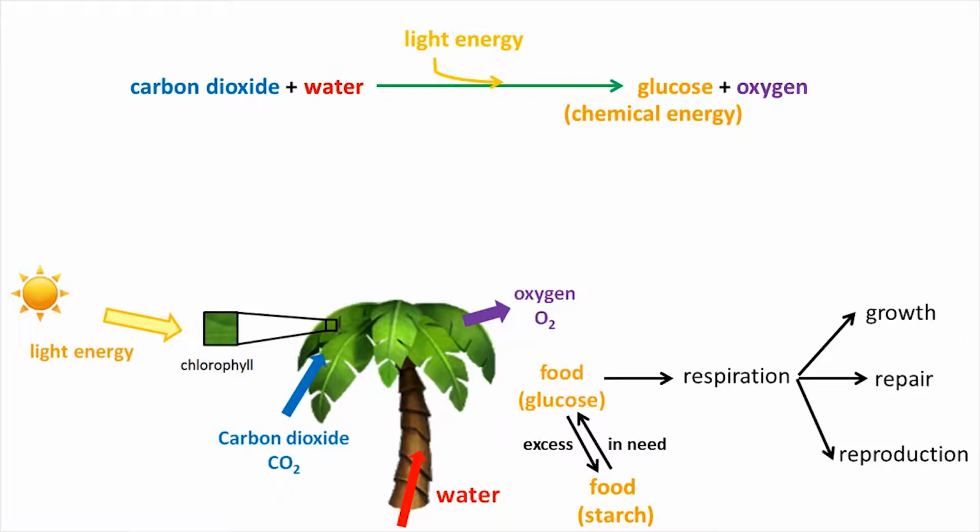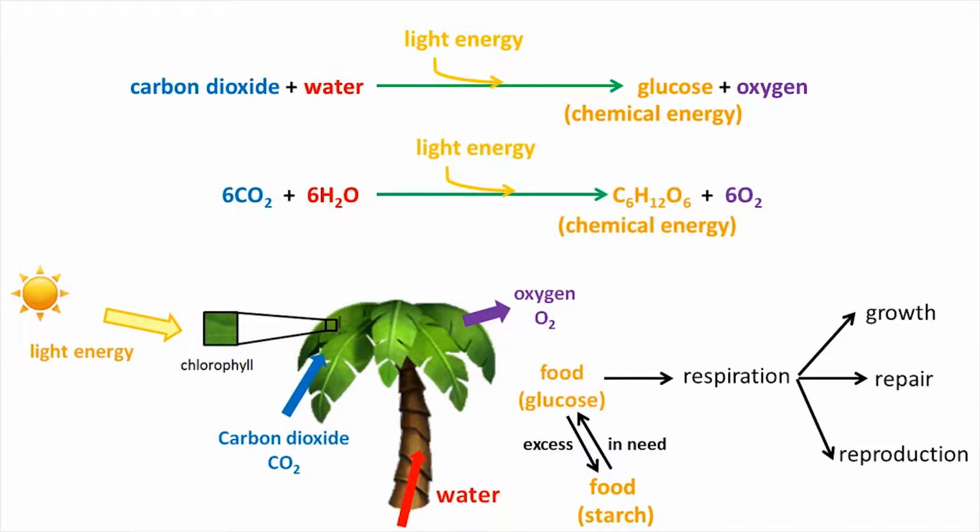Apart from glucose, the main production of photosynthesis is oxygen, which is a byproduct, and it is released into the air. Now, let's look at the chemical equation. The total number of each atom is the same on both sides of the equation. The left-hand side should equal the right-hand side. On the left-hand side, there are 6 carbon dioxides, CO2, and 6 water molecules, H2O.